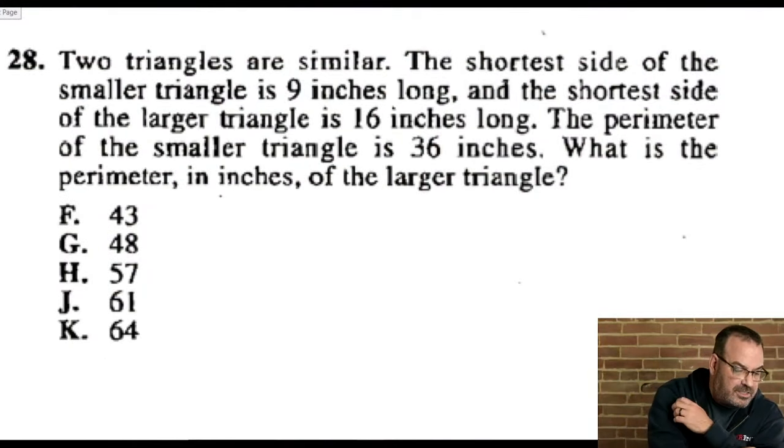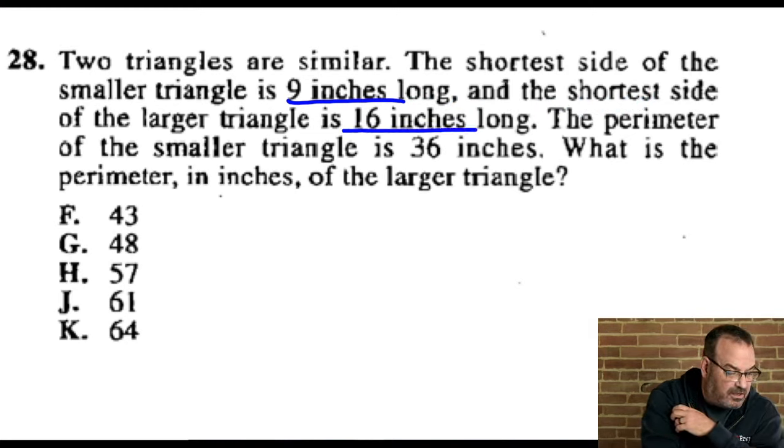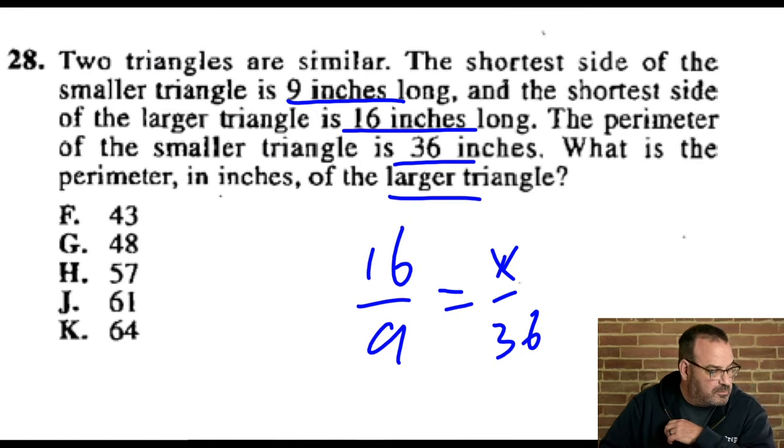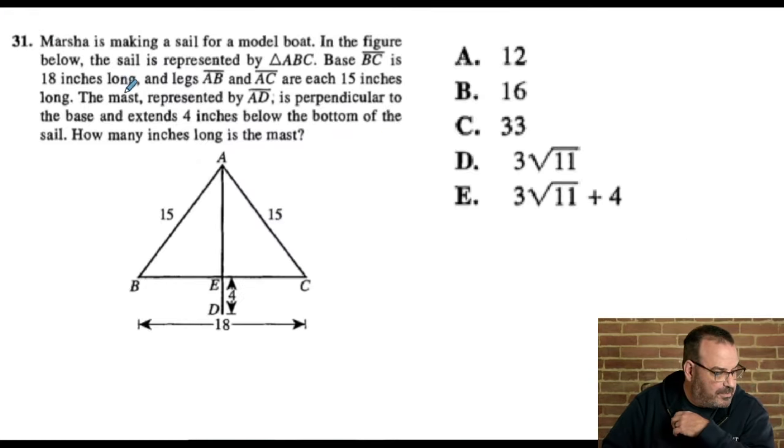Let's try to get to some two triangles are similar. The shorter side is 9 inches long, and the shorter side of the larger is 16 inches long. The perimeter of the smaller is 36. What is the perimeter of the larger? This is the larger, 16 over 9 equals x over 36. We just did two of these. Let's speed along. That's how you set that one up.